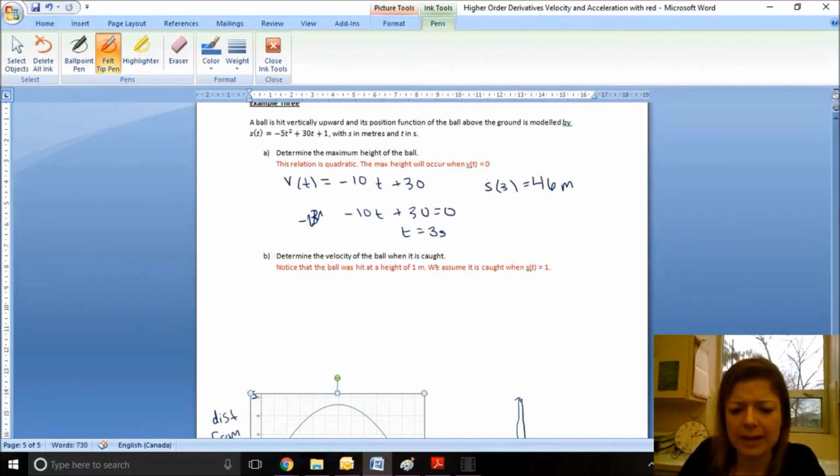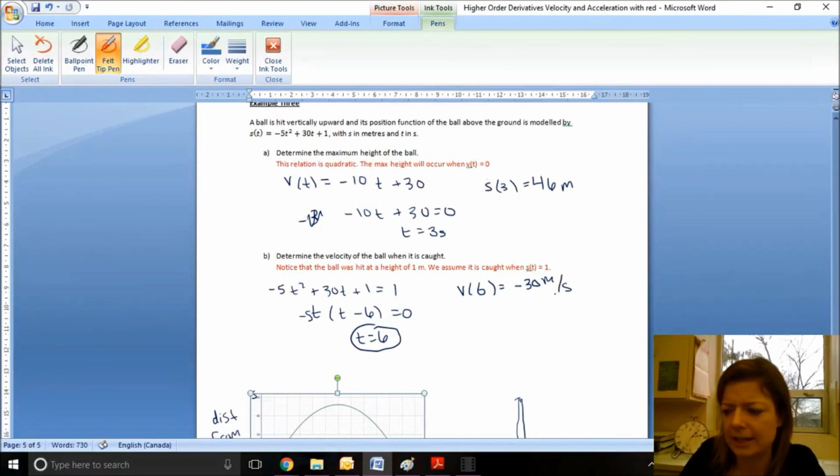Determine the velocity of the ball when it is caught. Notice we have to first figure out when it is caught. So we're assuming that that's at 1 meter. So we set our position function equal to 1. Then you move the 1 over, and then you can factor out minus 5t. Then you're left with t minus 6 equals 0. So it's caught after 6 seconds. So our velocity at 6 seconds is -30 meters per second. So we can say it's at a speed of 30 meters per second in a downward direction.